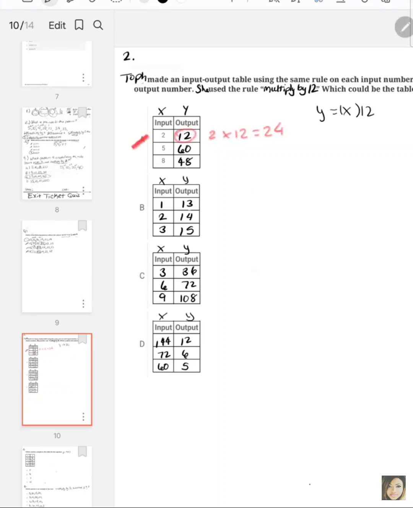So I know 2 times 12 is 24. So I already know A is wrong because it said 2 times 12 is 12. And B is adding 12. We're supposed to multiply. And if I look here, 3 times 12 is correct because it is 36. And 6 times 12 is 72. 9 times 12 is 108. So C was my answer. And D was actually dividing by 12. And for the rule, we're not supposed to divide by 12. We're supposed to multiply.